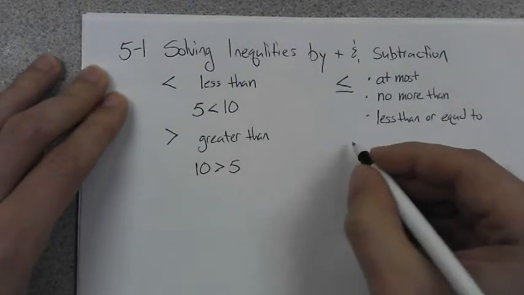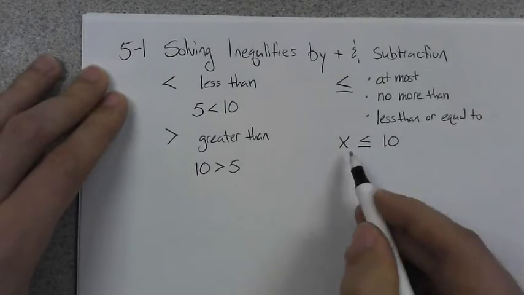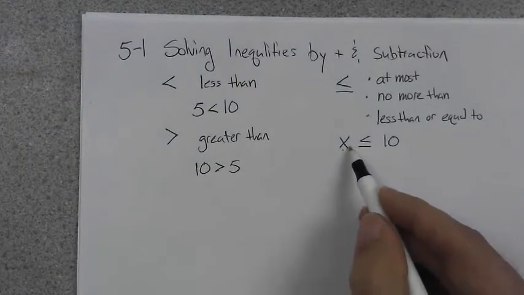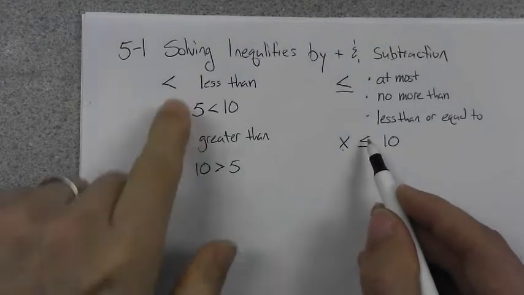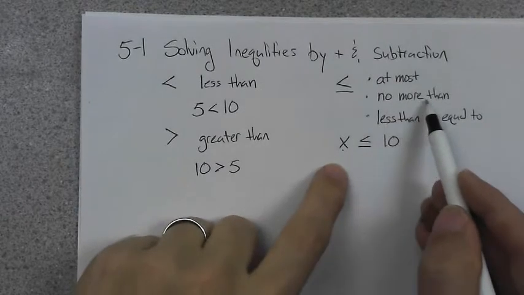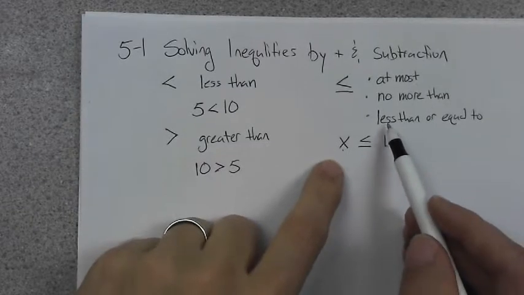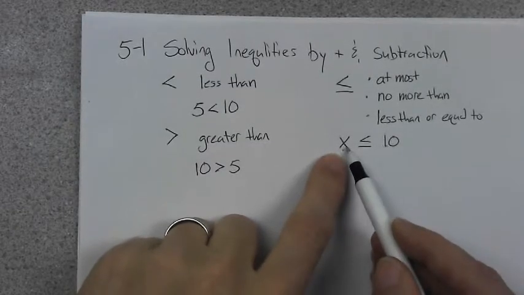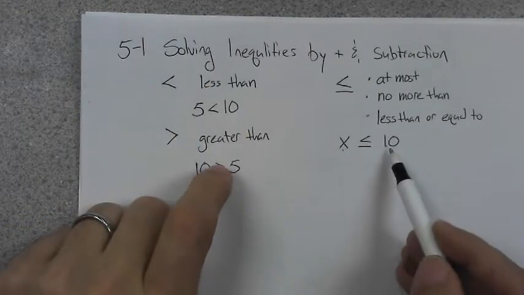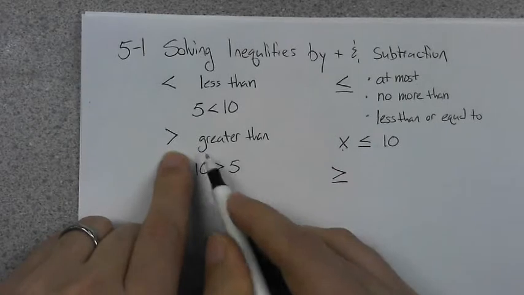So for example, x is at most 10. The reason why this makes sense is x could equal 10, but because of the less than symbol, x can't be 11. So x is at most 10. x is no more than 10. Same thing. It can be equal to it, but it can't be any more than 10. The most straightforward way to say it, x is less than or equal to 10.